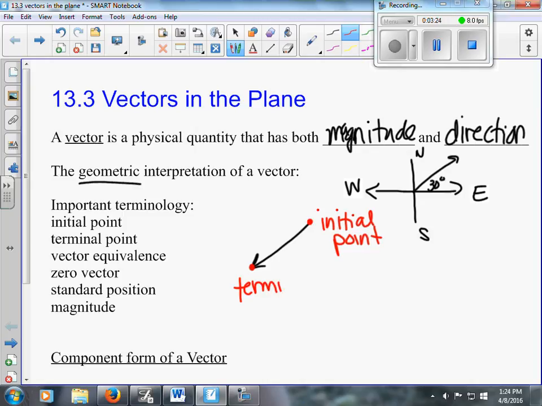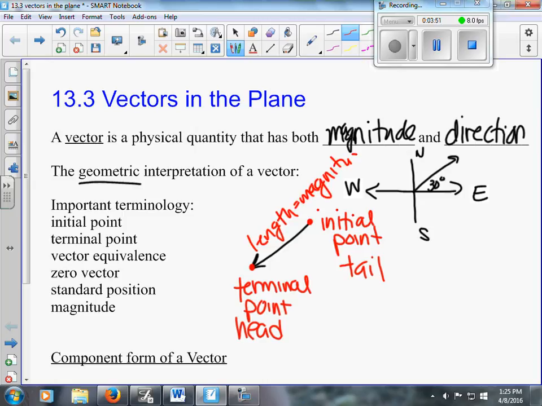Okay, and we also say the magnitude of the vector. The magnitude is the length, and that's the number part of a vector. The length is the magnitude. Okay, so for example, in my 5 miles per hour, this vector would have a magnitude of 5. And then the direction the arrow is pointing in is the direction of the vector.